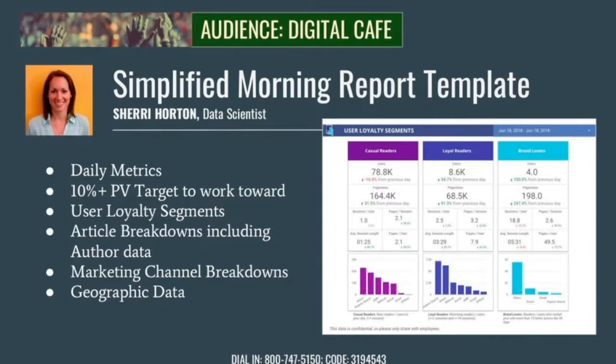So what we're looking to do with this information is to convert casual readers into brand lovers. So the next page of that report shows those trend lines to see if you are achieving that target. So you'll be able to see that when you go in. There's also marketing channel data, geographic data, and article breakdowns, including author reports.